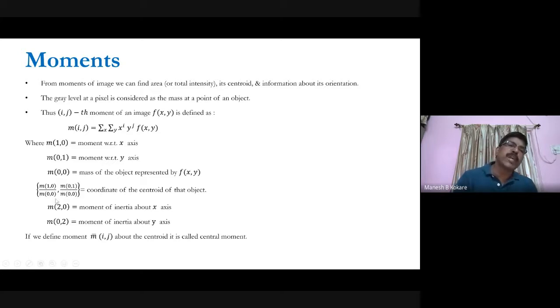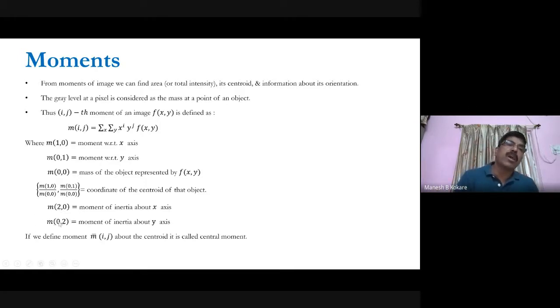Now when you change this value to i equal to 2 and j equal to 0, this will be the moment of inertia about the x-axis. What happens is, if i equals 2, this will be x raised to 2, and j equal to 0 means y raised to 0, which is 1. So what will your formula be? Summation over x, summation over y, x square into f of x comma y. That will be the moment of inertia about the x-axis, and it can be used as a fifth feature for representing the shape.